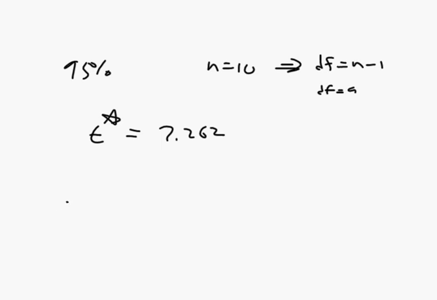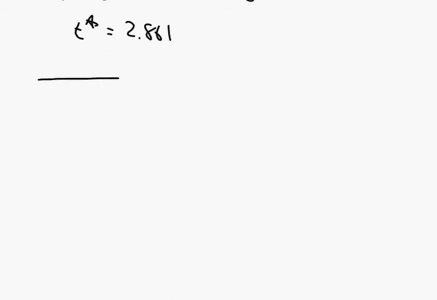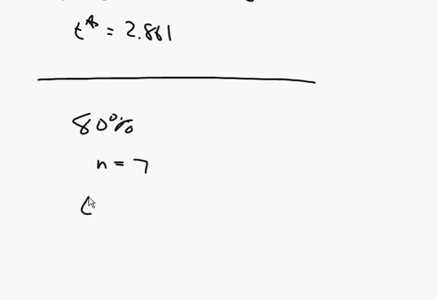Let's try another one. How about 99%? Okay. And you had n equals 20. Let's see if we can figure out the t star that goes with that. So the degrees of freedom here is 19. You look in the 19th row, and you look at 99% on the bottom, and you get 2.861 as your t star. Okay. How about this? An 80% confidence level, n is equal to 7. So t star in this case is 1.440.